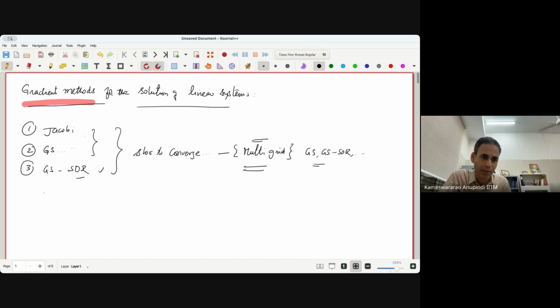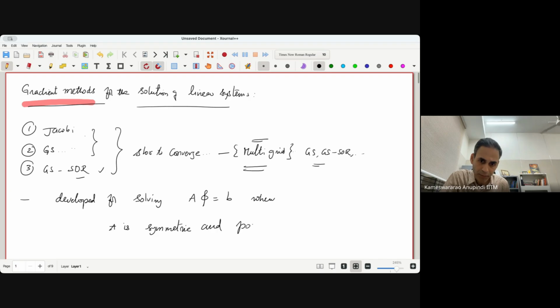And the gradient methods were originally developed for solving A times X equal to B when the matrix A is symmetric and positive definite. Okay. That means we want symmetric and positive definite.